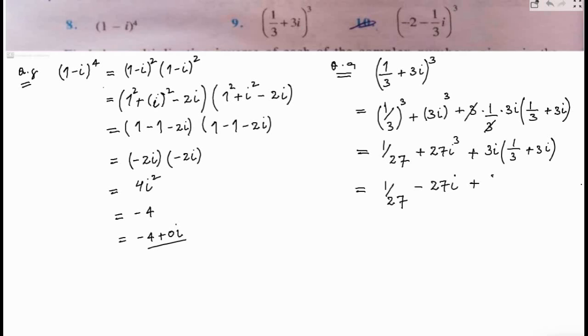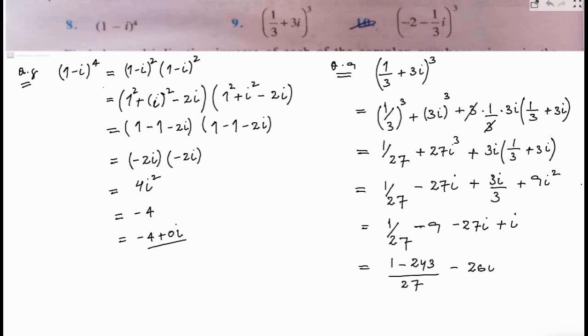take care, plus 3 iota से multiply करोगे 3 iota by (1 upon 3 plus 3 iota) से मल्टीप्लाई करेंगे 9 iota square. ठीक है, now 1 upon 27 as it is, now 9 iota square will become minus 9, this is negative 27 iota, 3 and 3 will cancel, we get plus iota, so 27 into 9 will be 1 minus 243 upon 27, this will be 26 iota.